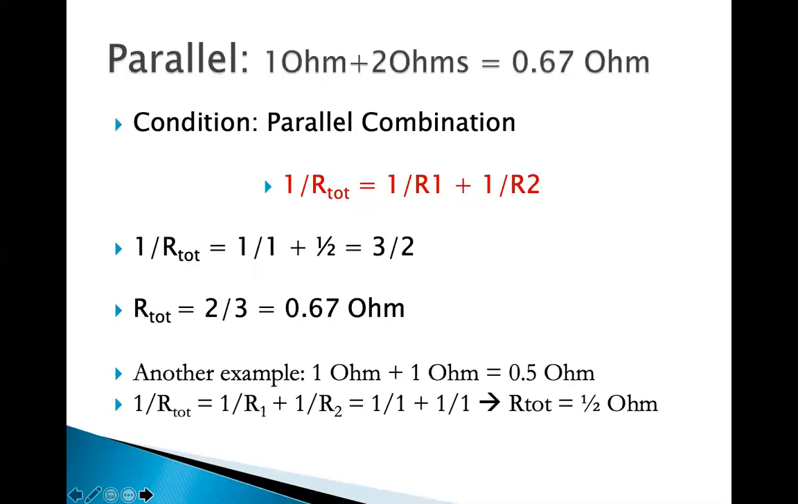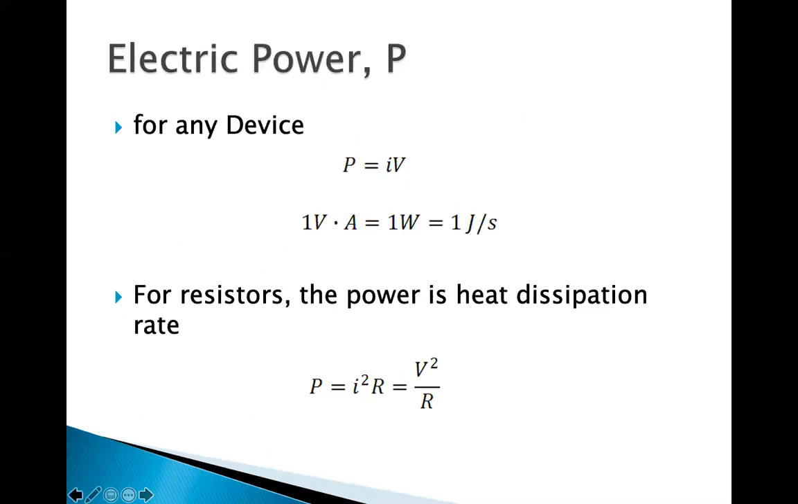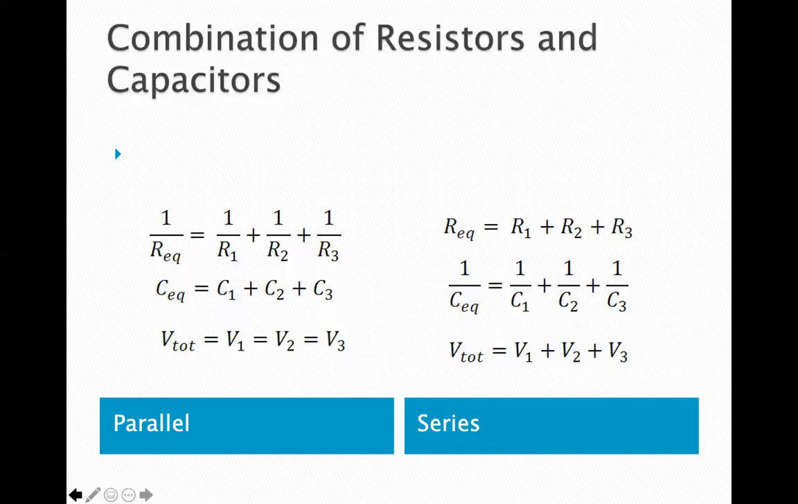Example for parallel, 1 ohm and 2 ohms gives 0.67 ohms. So when you have two resistors in parallel, the resistance actually decreases because there is another pathway for electrons to flow through. Extra example, 1 ohm and 1 ohm in parallel creates a 0.5 ohm total resistance. That may be a little counterintuitive. So let's look at this here. It's a combination of resistors and capacitors.